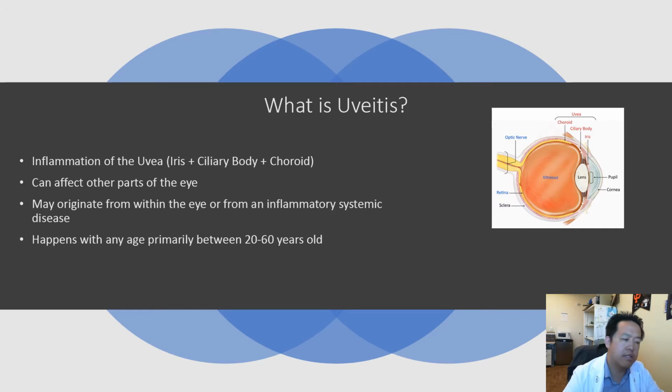So uveitis is the inflammation of the uvea, which is comprised of the iris, ciliary body, and the choroid. It can affect other parts of the eye as well, of course, but this is the area of the eye that is most affected. It may originate from within the eye or from an inflammatory systemic disease somewhere else. And it can happen at any age, but primarily between the ages of 20 and 60.